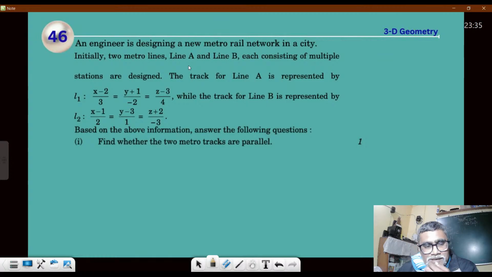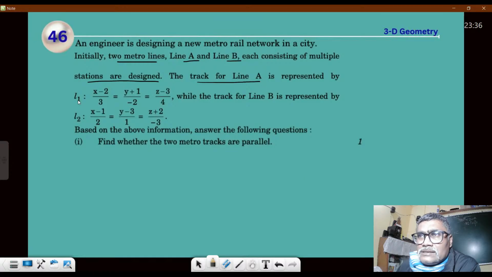Okay, this is the last problem, and this is a case study problem. In 2025 and 24, I found only one case study problem of three-dimensional geometry. So this is what I brought for you. Let us see. An engineer is designing a new metro rail network in a city. Initially, two metro lines, line A and line B, each consisting of multiple stations, are designed. Fine. The track for line A is represented by this, while the track for line B is represented by this.